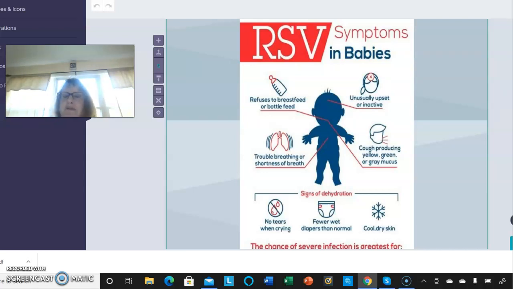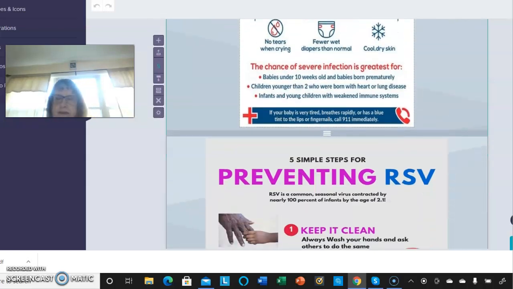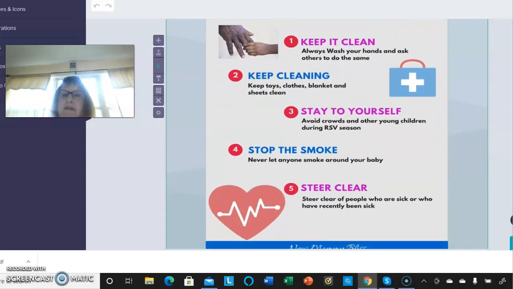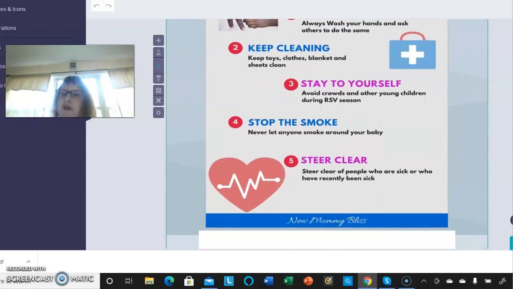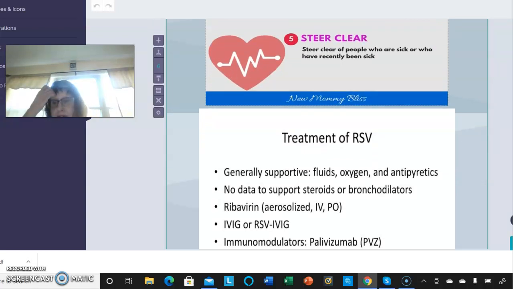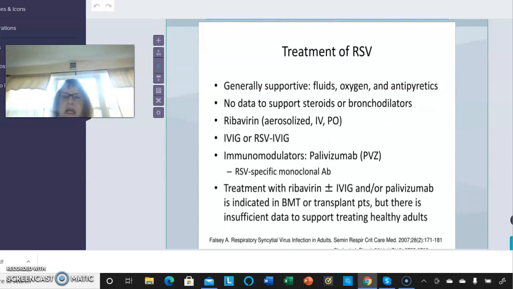You can see their intercostal muscles going up and down, and their cough is producing a yellow, green, or gray mucus. Some signs of dehydration in a baby are no tears when crying, fewer wet diapers than normal, and cool, dry skin. Preventing RSV, as I said, is keeping your hands clean, keeping toys and blankets and sheets clean, avoiding crowds and young children during RSV season, which is anywhere from October through April or May. No smoking, and steering clear of people who have respiratory illness. Treatment of RSV is generally supportive, as I said: fluids, oxygen, antipyretics, ribavirin.